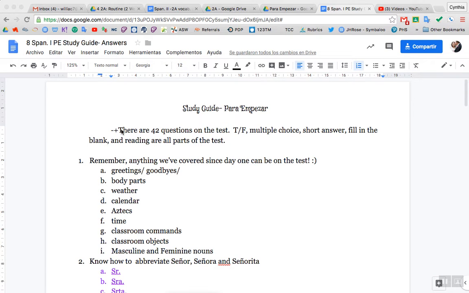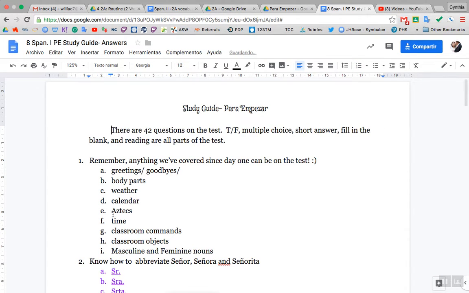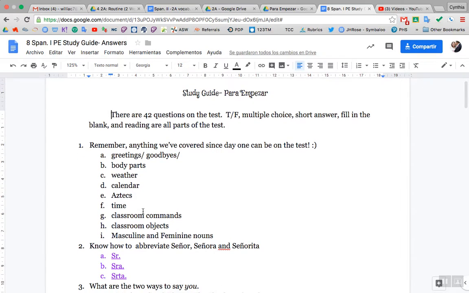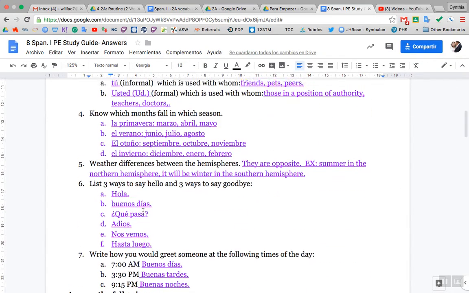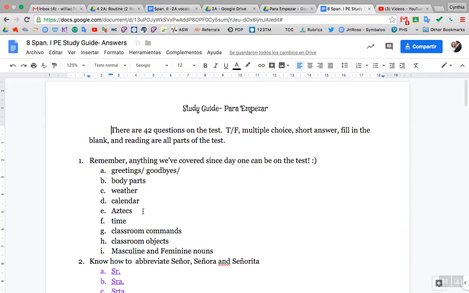All right, let's take a look at the answers to the study guide that we have here. My answers are going to be in purple. Okay. There are 42 questions on the test. Some are true, false, some are multiple choice, some are short answer, and some are fill in the blanks.